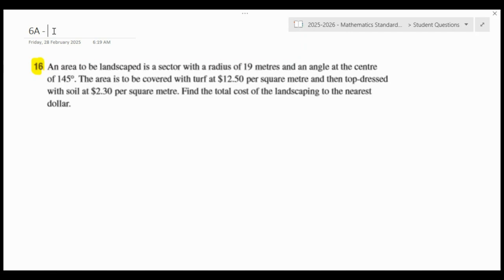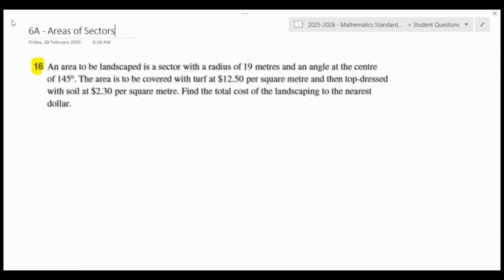But anyway, this is question 16 from this particular exercise, exercise 6A, which was, trying to remember what it was. Areas of, let's just call it areas of sectors. I think it was something else as well. What was it? I don't know, can't remember. But anyway, we'll just call it areas of sectors because this particular question is asking a sector question.